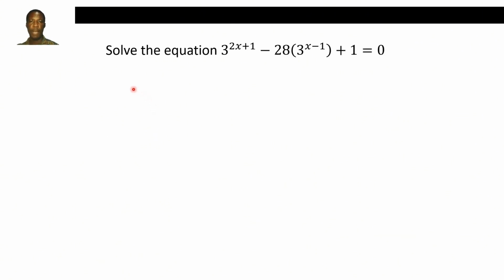Now, our next example is to solve the equation 3 exponent 2x plus 1, and then we are subtracting 28 in brackets 3 exponent x minus 1, and then we are adding 1 to it, and the result will be equal to 0. So let's solve it.